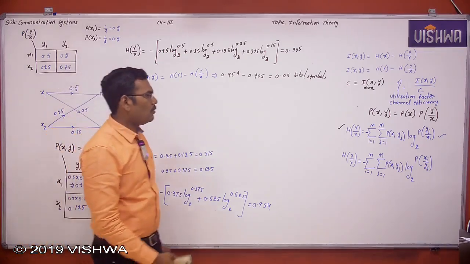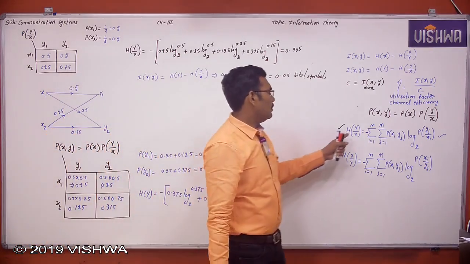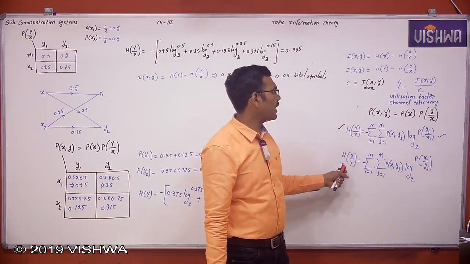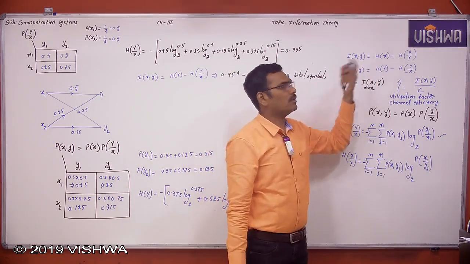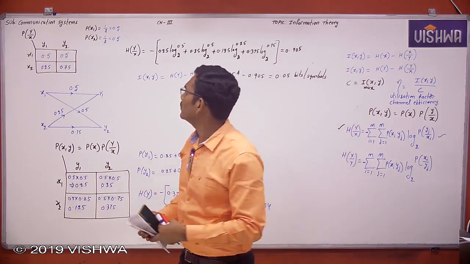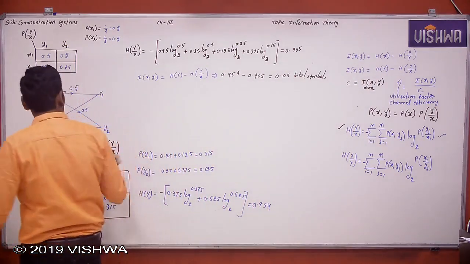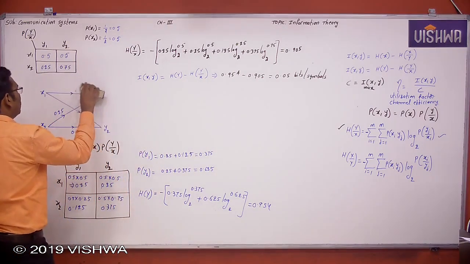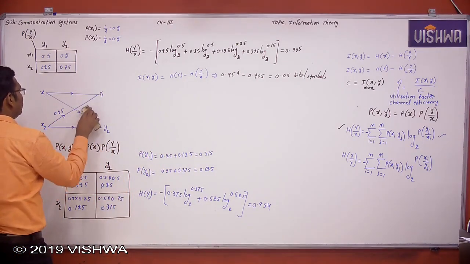If sometimes he gives P of X by Y, then you go to the H of X by Y calculation and use this form, according to your situation. Now you see here, the same mutual information I am calculating.